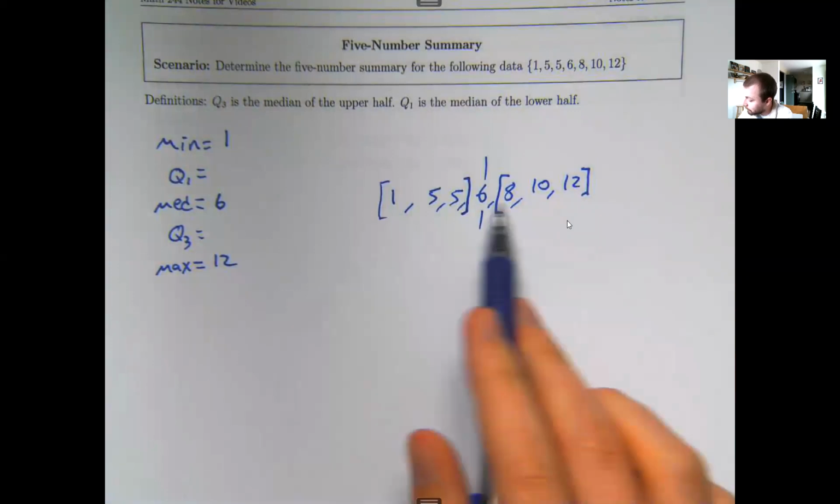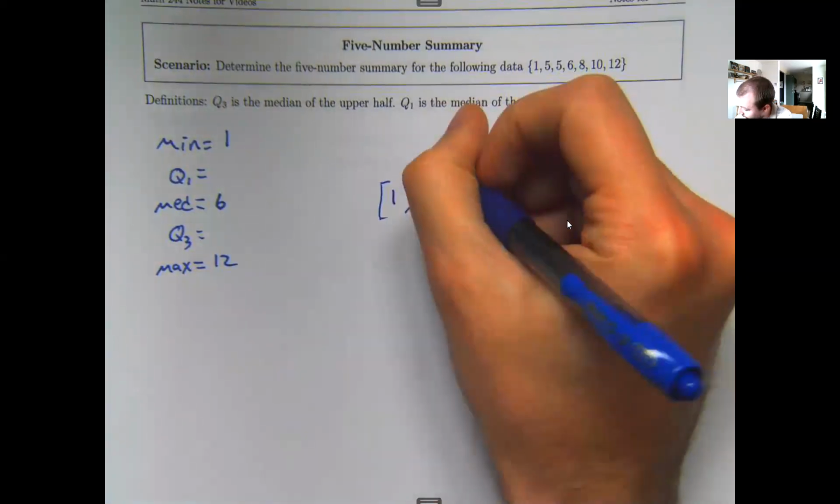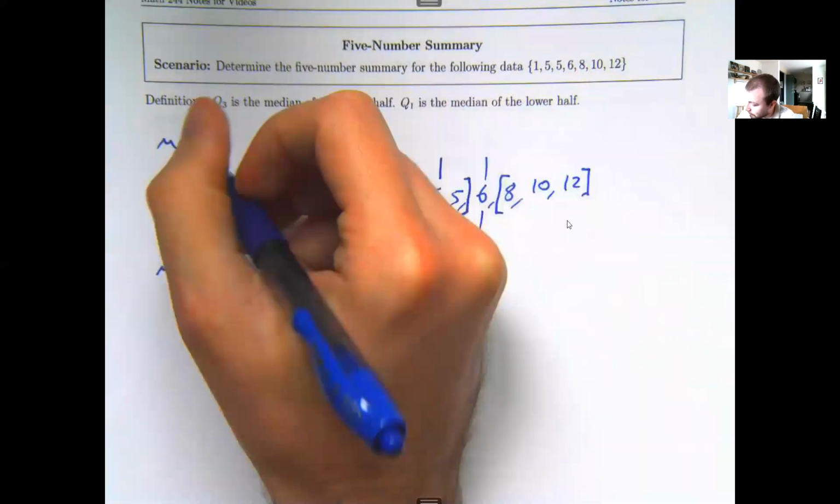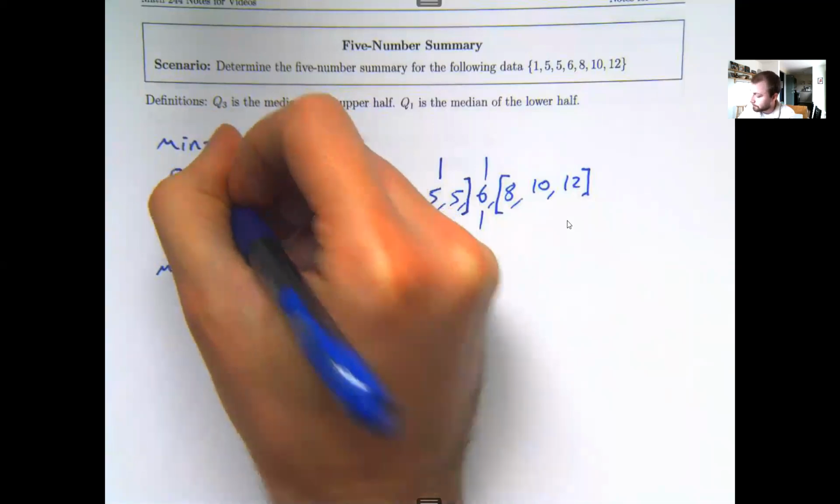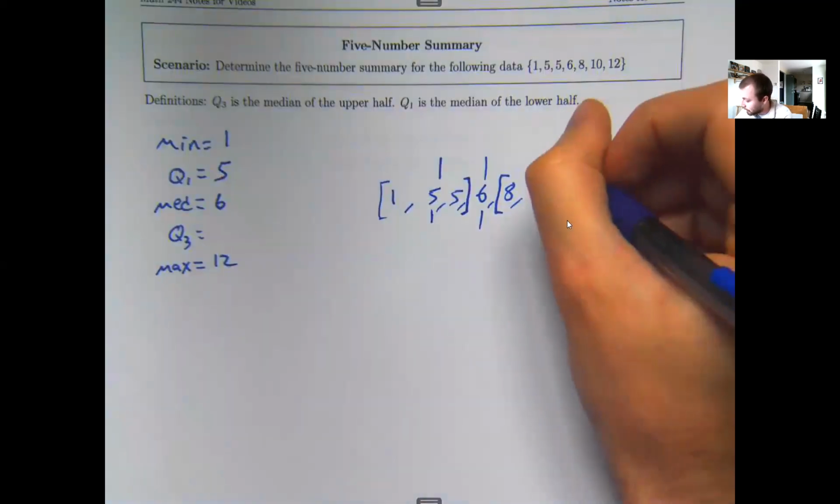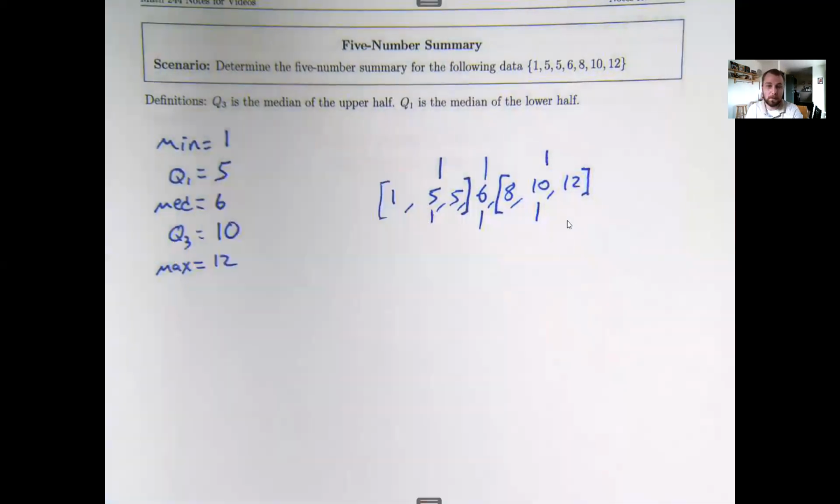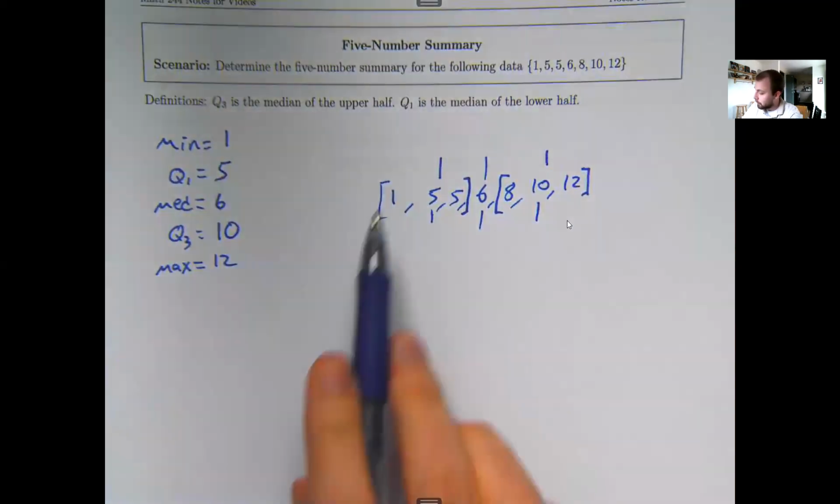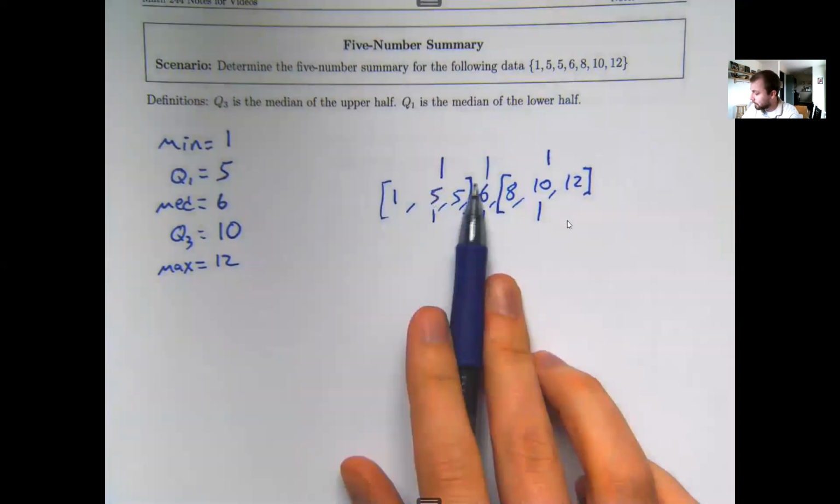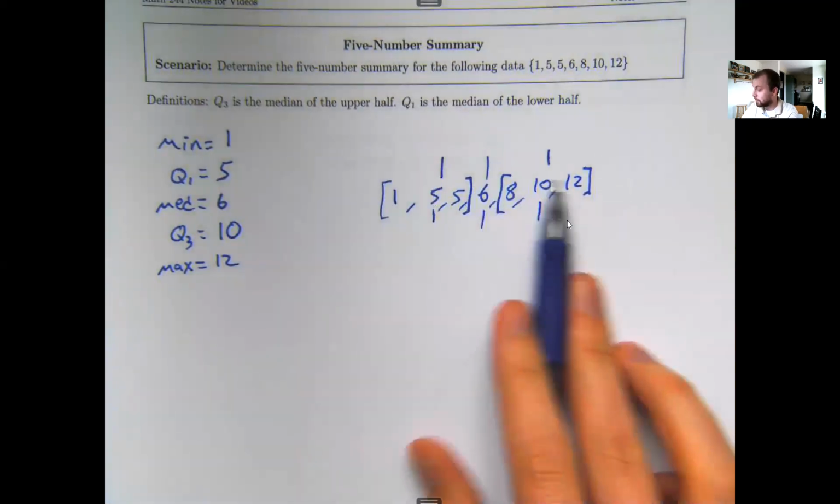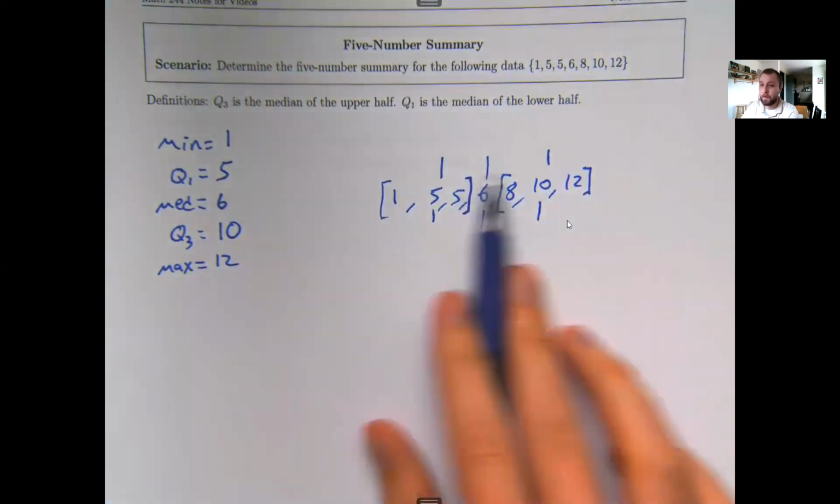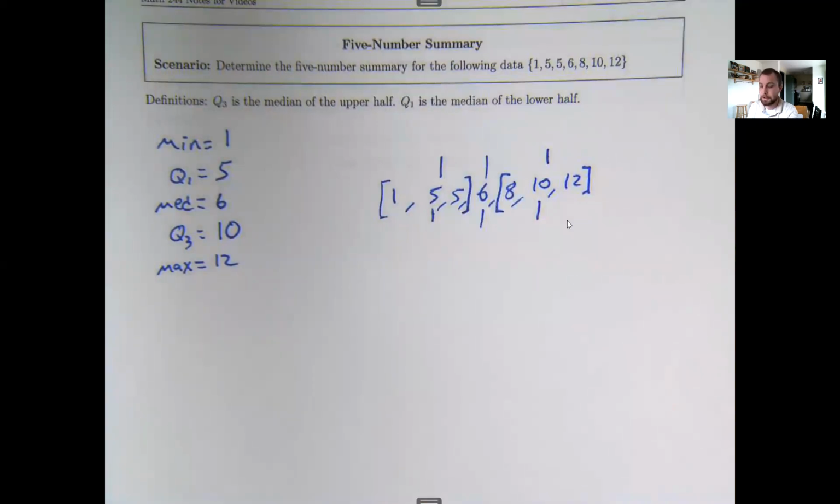The median is the middle of this lower half. That happens here at 5. So Q1 is 5. The median of the upper half, that's my third quarter mark, and that's 10. So if you look at this from 1 to 5, from 5 to 6, from 6 to 10, from 10 to 12, those are my 4 quarters of my data set.